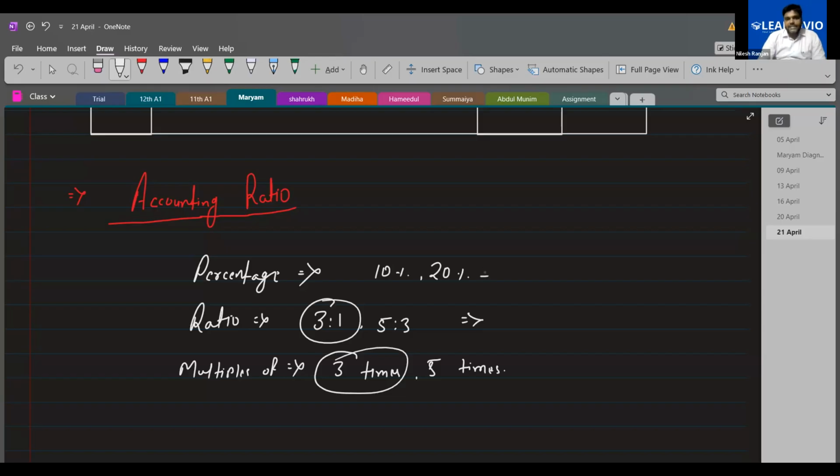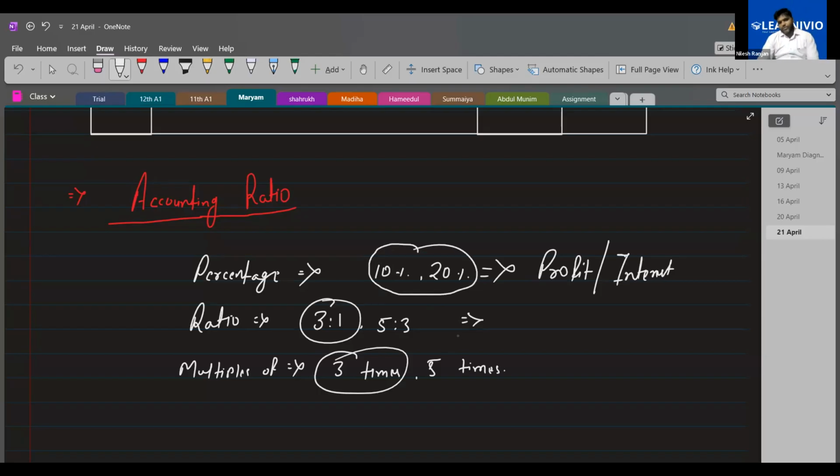Now, percentage is used mainly for profit purposes, or interest. We have used interest percentage all the time, like simple interest, compound interest. We have used this percentage, but not this type of ratio.